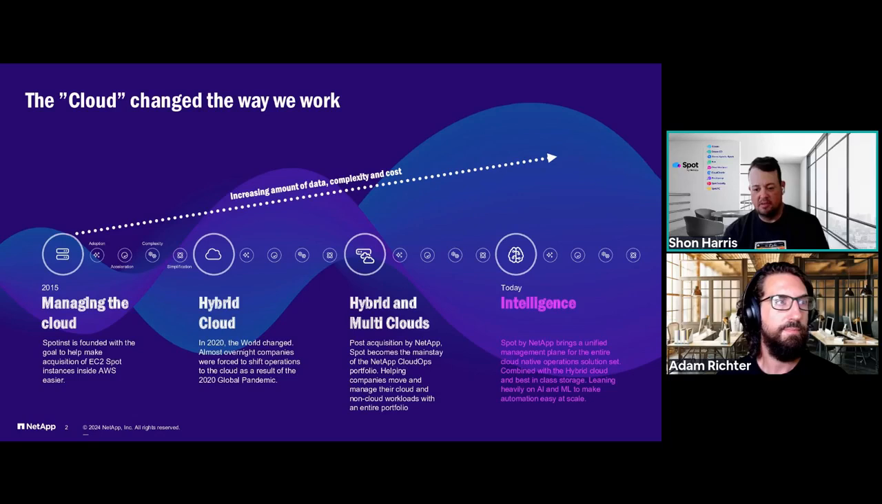Post-acquisition by NetApp, we have become the mainstay of the NetApp CloudOps portfolio, helping companies move and manage their cloud and non-cloud workloads with an entire portfolio of storage, CloudOps, observability, open source database tools built for this next generation of data management. And now we're bringing a unified management plane for the entire cloud operations solutions set combined with hybrid cloud so that we can give you the best in class storage and lean heavily on everybody's current favorite buzzwords, AI and machine learning, to make automation easy at scale.